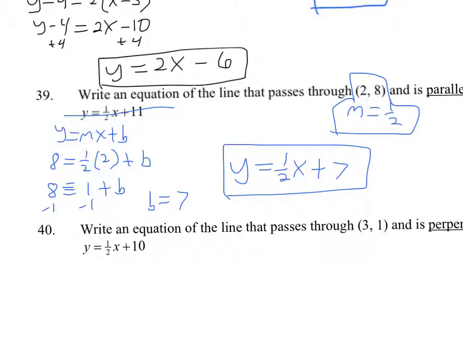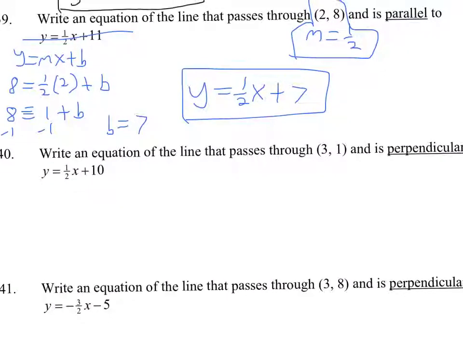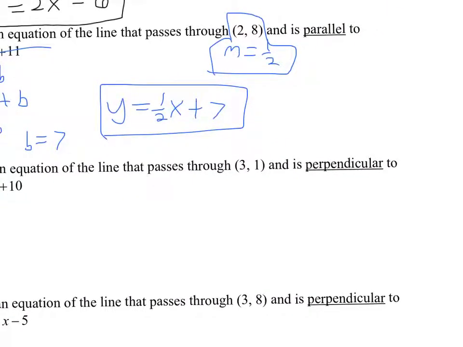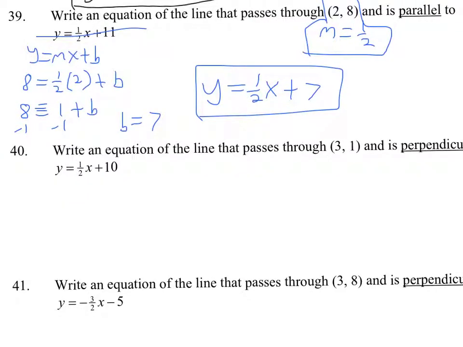Alright, on to number 40. Write an equation of the line that passes through (3, 1) and is perpendicular to y equals 1/2 x plus 10. So perpendicular, our slope's not going to be 1/2. It's not going to be the same. It's going to be the opposite reciprocal. So if you look at 1/2, the opposite of that is negative 1/2, but then we also want to flip it. So it'd be like negative 2 over 1. I'm just going to simplify that to negative 2. So this is the information that we're using. We don't need this line anymore.